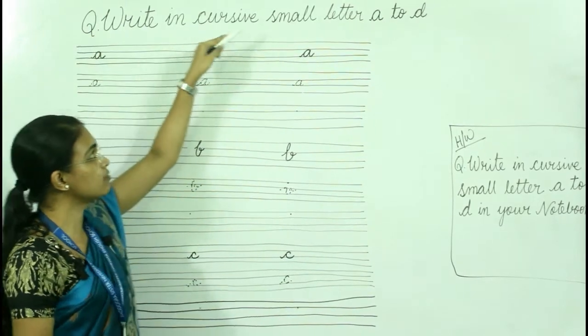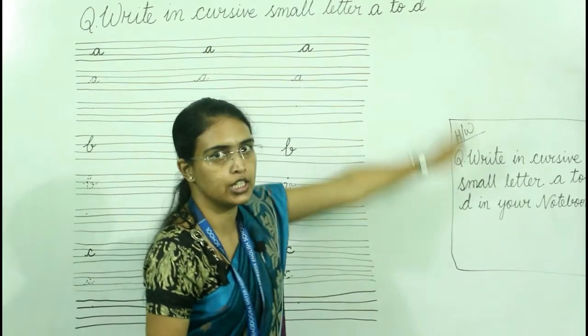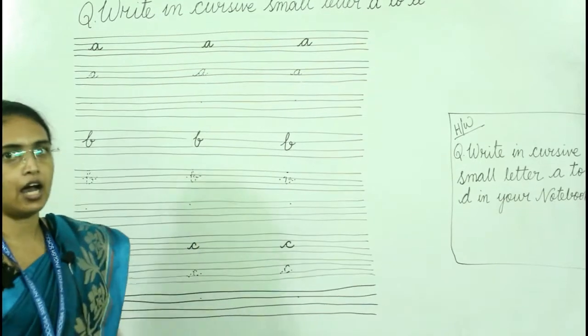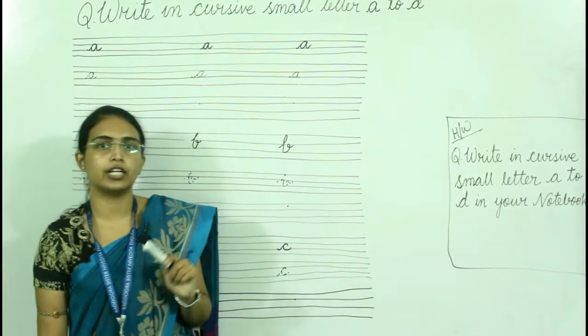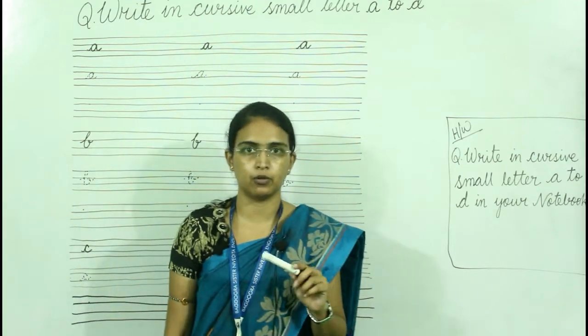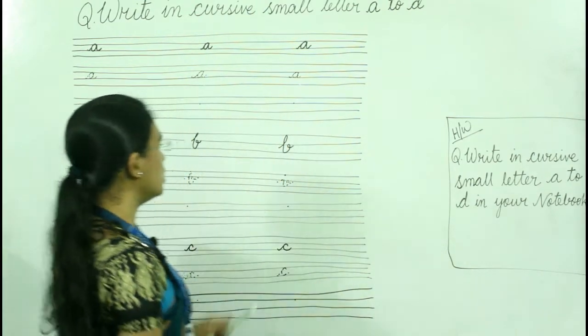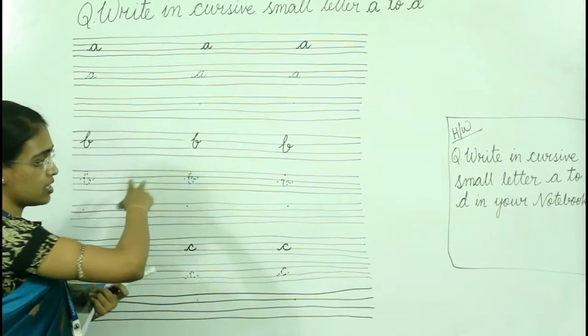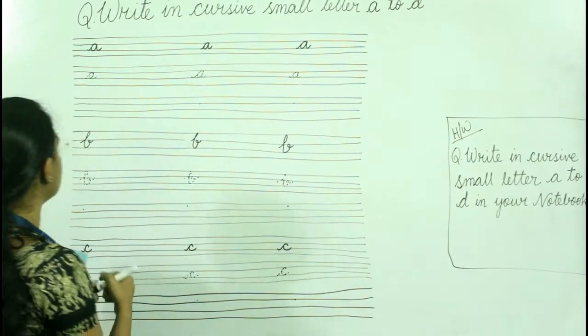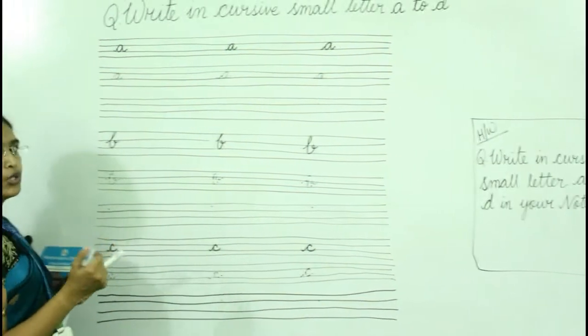Write in cursive small letter A to D and mention the date, and if you are writing in CW copy, write CW, and if you are writing in HW copy, write HW, okay? Now look at the board. Suppose this is the page of your copy. So in your copy, how you will write?